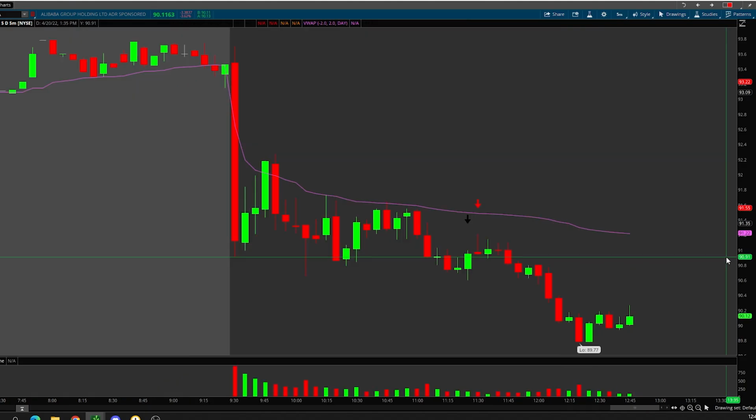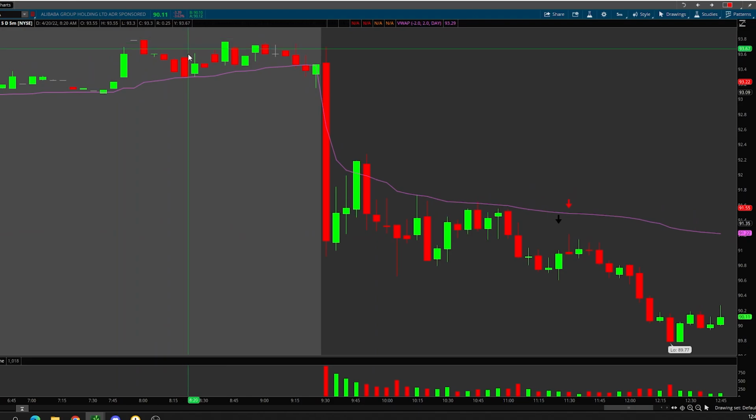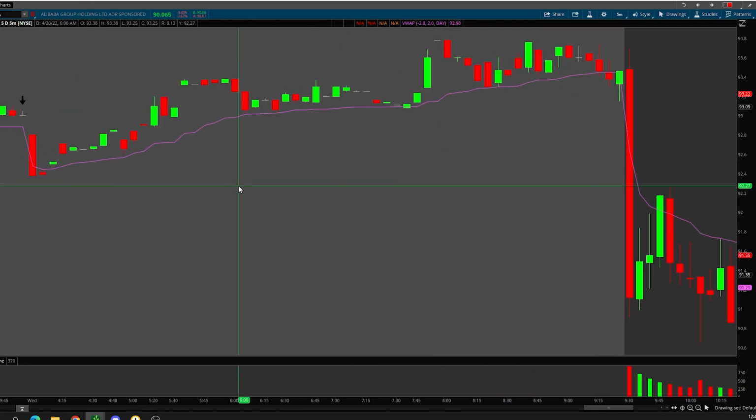So the VWAP is more of an institutional technical indicator, and to break the VWAP down to its easiest definition, if the stock price is below the VWAP, ideally you're looking for shorts, and if the price is above the VWAP, ideally you're looking for longs. So if the stock is below the VWAP and it pulls back, this is a good deal if you were to be shorting it to the downside. That's how the institutional traders look at it. Vice versa to the upside.